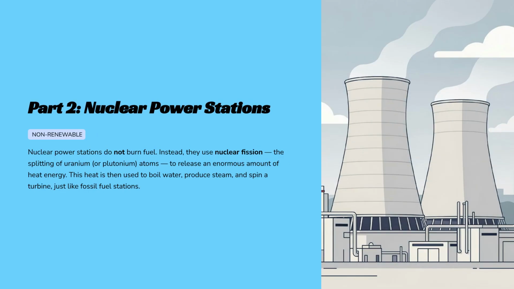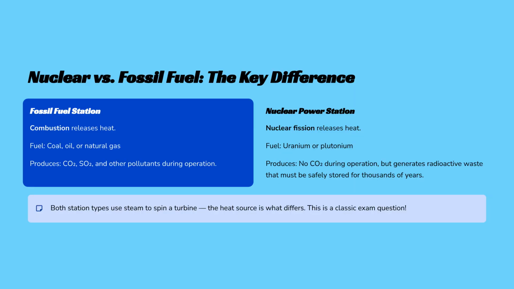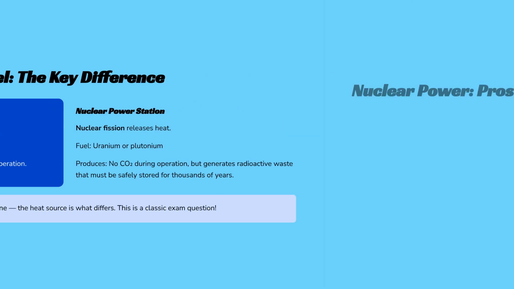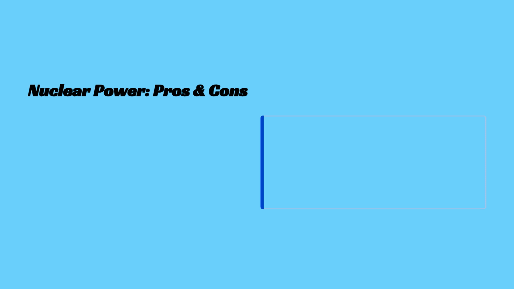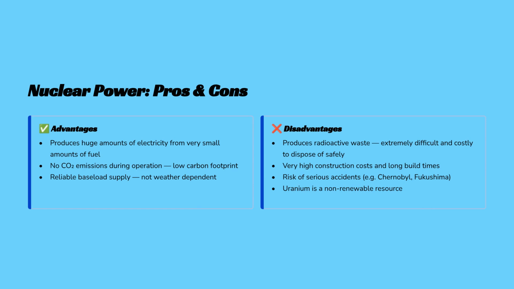Nuclear power stations also use steam to spin turbines, but they do not burn fuel. Instead, they rely on the process of nuclear fission to release heat. While both use steam, the key difference is the heat source: combustion for fossil fuels and nuclear fission for nuclear power stations. Nuclear power offers a reliable, low-carbon energy supply, but it presents challenges like high construction costs and the long-term management of radioactive waste.